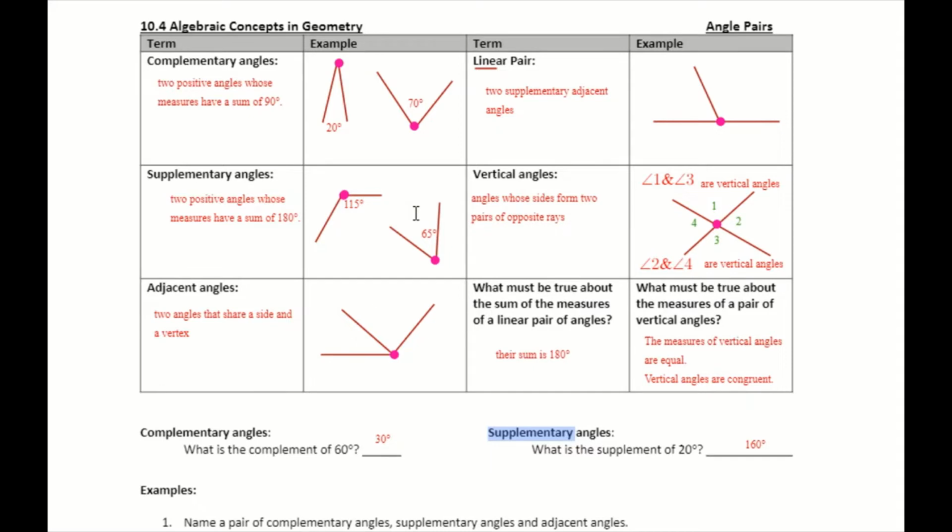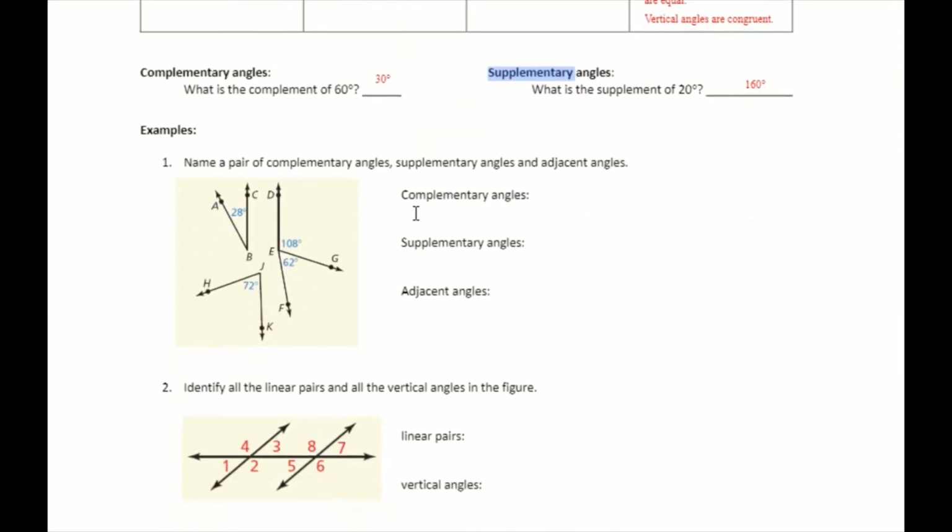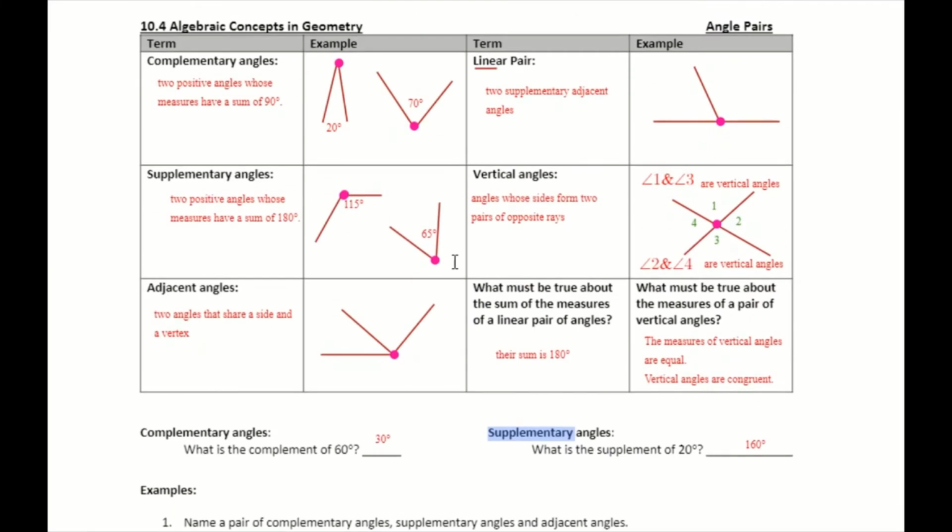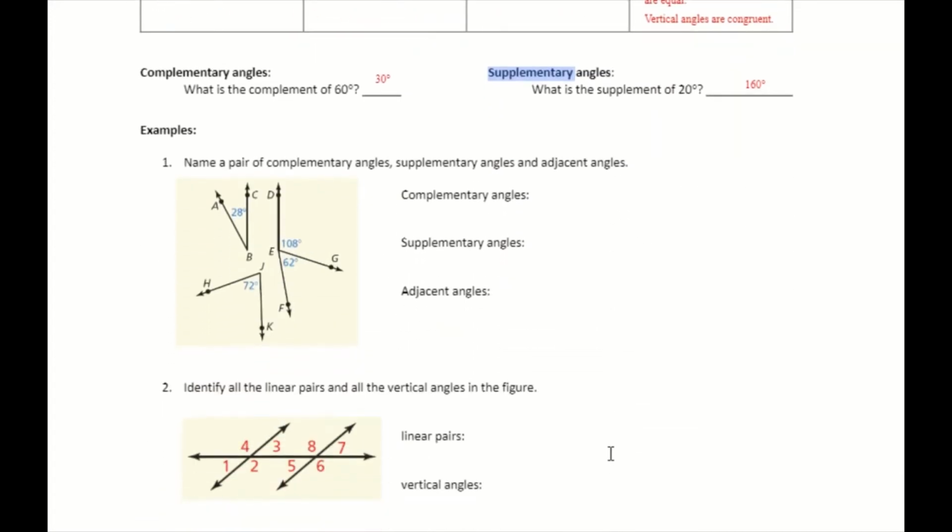So let's go down here to this next little example. This is pretty much all the vocabulary you're going to need for today. We're just going to answer a bunch of questions that have to do with these terms. So let's start the examples.